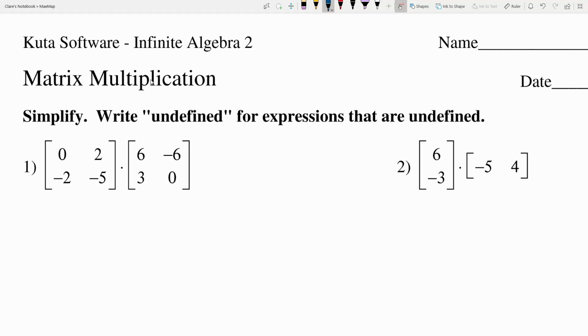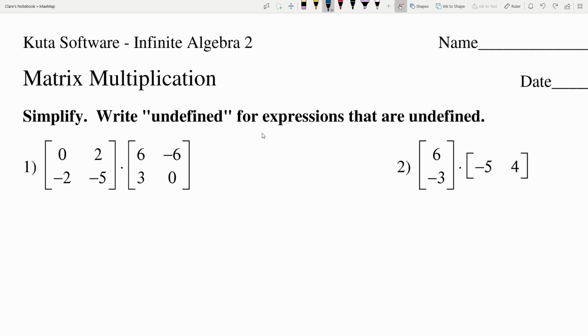In this video, we're going to complete the Kuta Software Infinite Algebra 2 free worksheet, matrix multiplication. Our instructions for this first part of the worksheet are to simplify, and we're to write undefined for expressions that are undefined. But when multiplying matrices, what would give us something that's undefined?